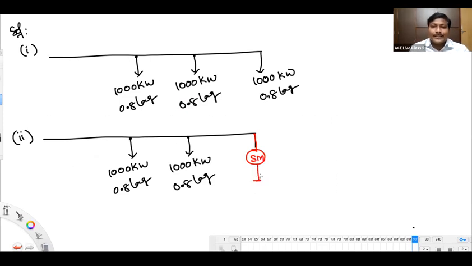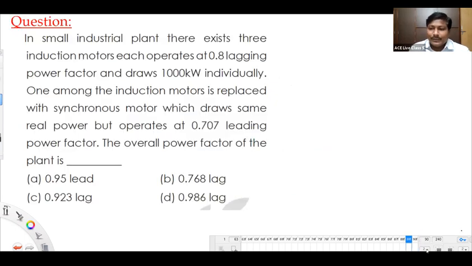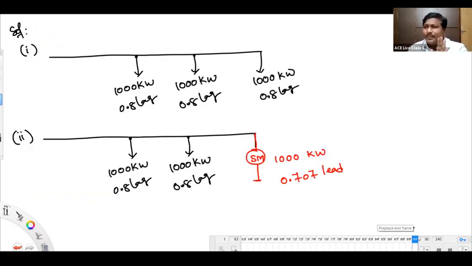This synchronous motor is taking 1000 kilowatt only, but the power factor is 0.707 leading. We have to calculate the overall power factor of the plant. Whenever it is asked to find the overall power factor, simply find the total real power and total reactive power, then take real power by root of real power square plus reactive power square.